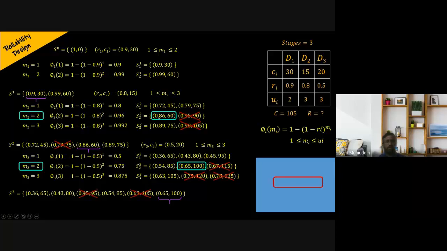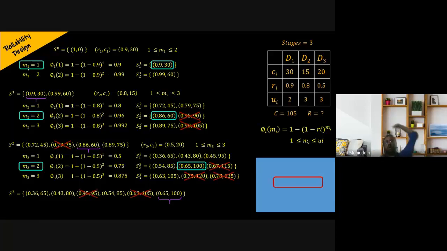So here, this 0.86 and 60 is the first element of set S22. So obviously, when this is the first element, we got this by multiplying the reliability and adding the cost to the first element of set S1. Now, where is this 0.9 and 30? 0.9 and 30 is in S11, and this we got obviously by considering M1 as 1.